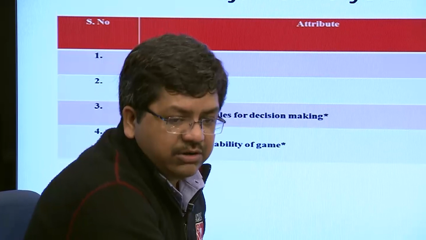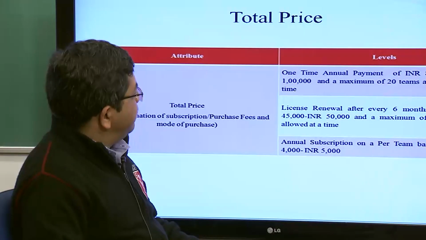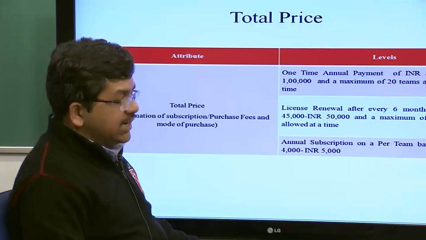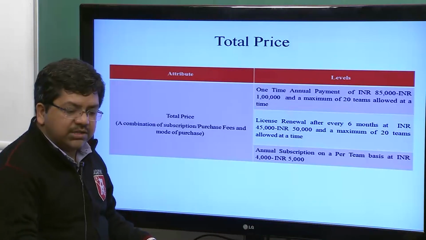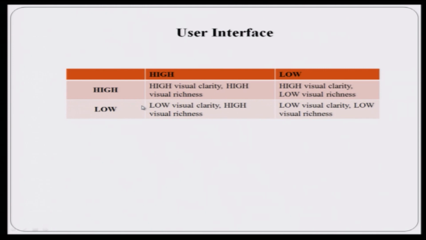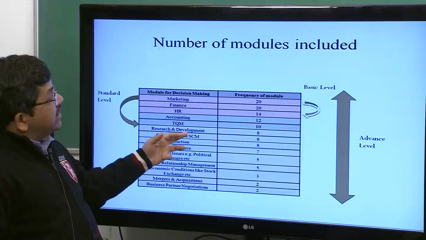Now, you see that corresponding to each of these attributes, you have different levels of those attributes. Total price has three levels: a one time annual payment of 85,000 rupees to 1 lakh and a maximum of 20 teams allowed at a time. Then you have a second type of pricing level, then the third type of pricing level for this attribute. Similarly, user interface is 2x2, that means four types of user interface level. Number of modules has three levels: basic level, standard level and advanced level.